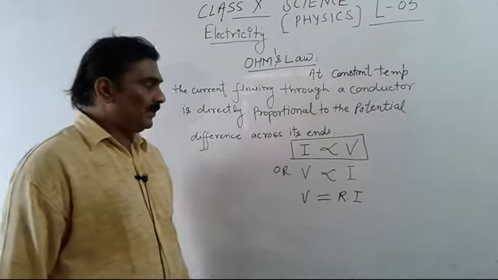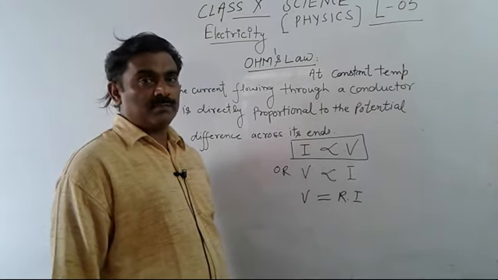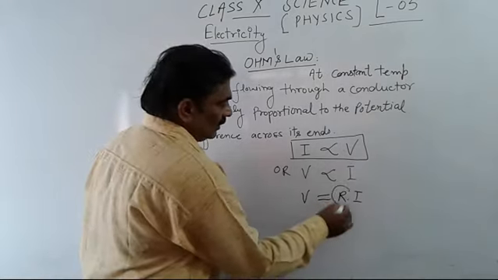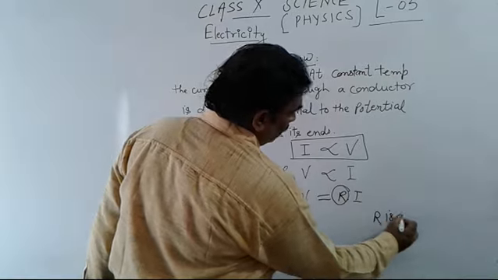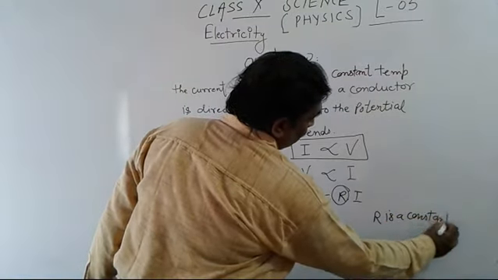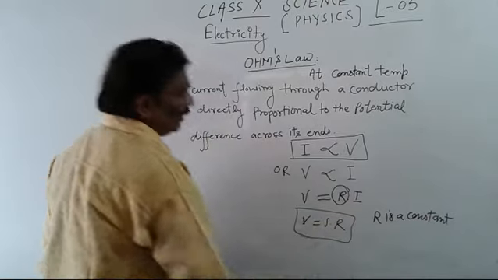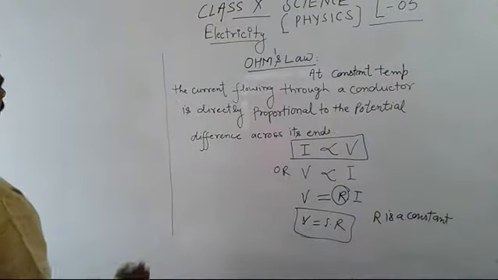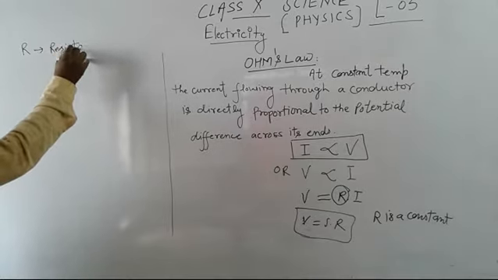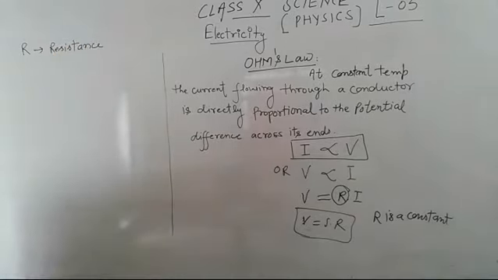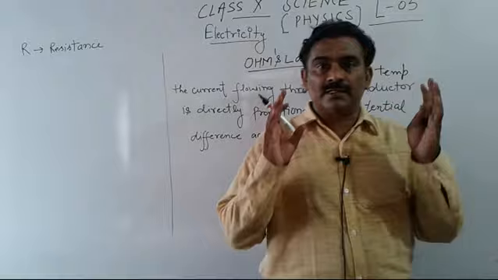Here if we put R in place of the proportional sign, it is a constant. R is a constant. V is equal to I into R is Ohm's law, and R is constant, where R is also called resistance. And the question arises: what is resistance, and what is the difference between resistance and resistors?